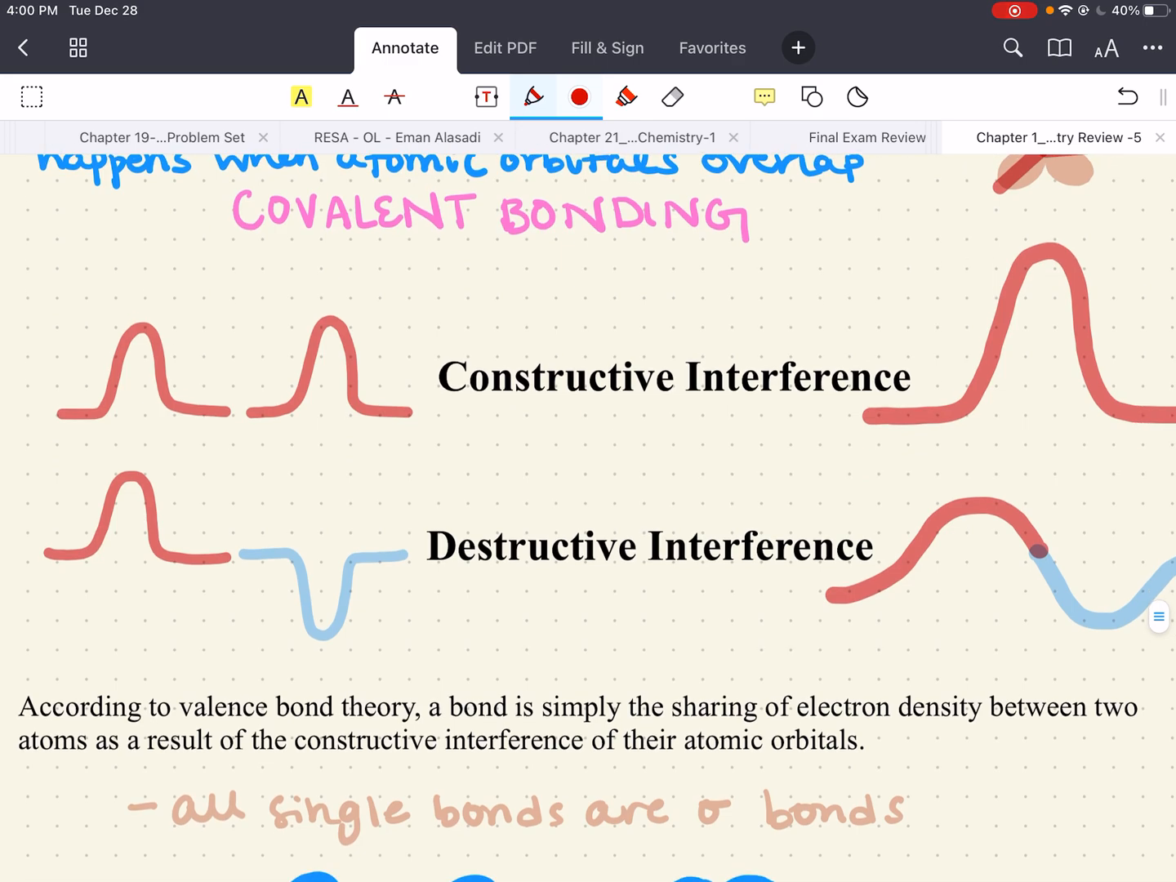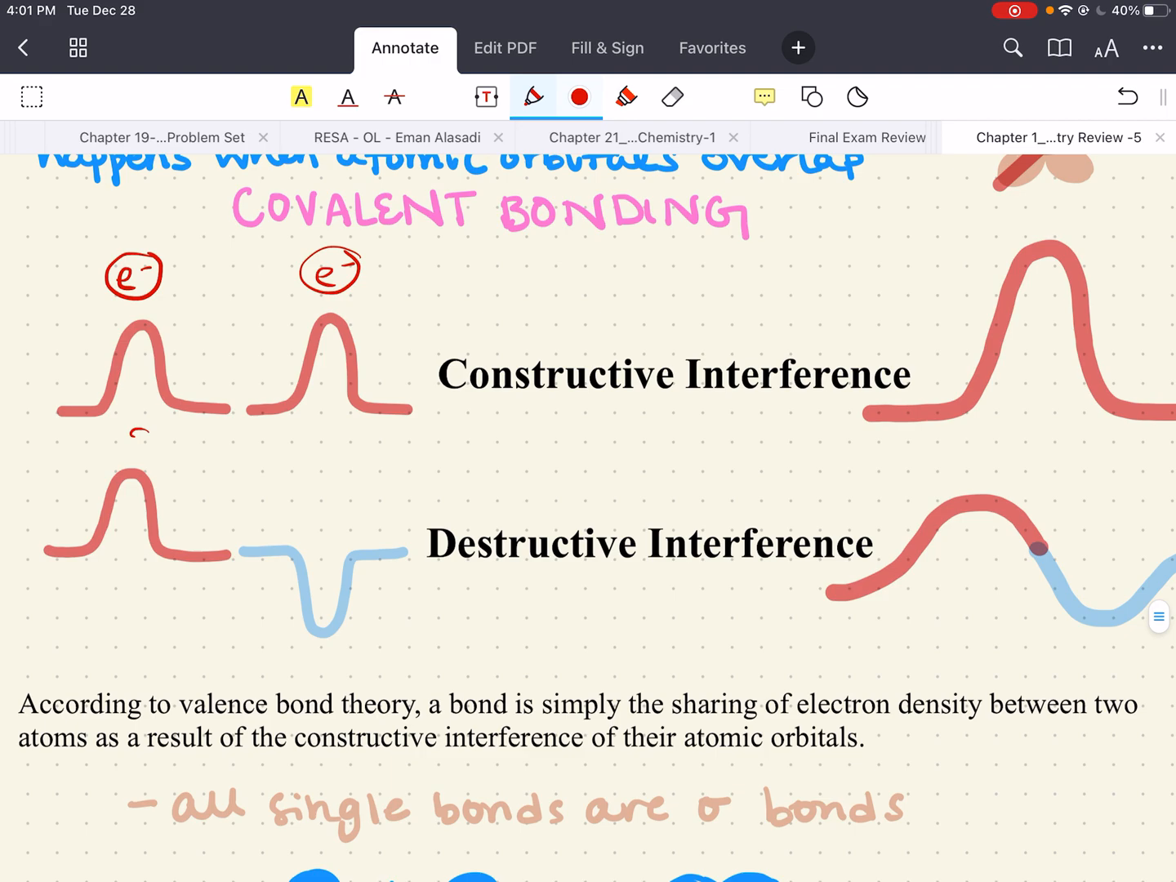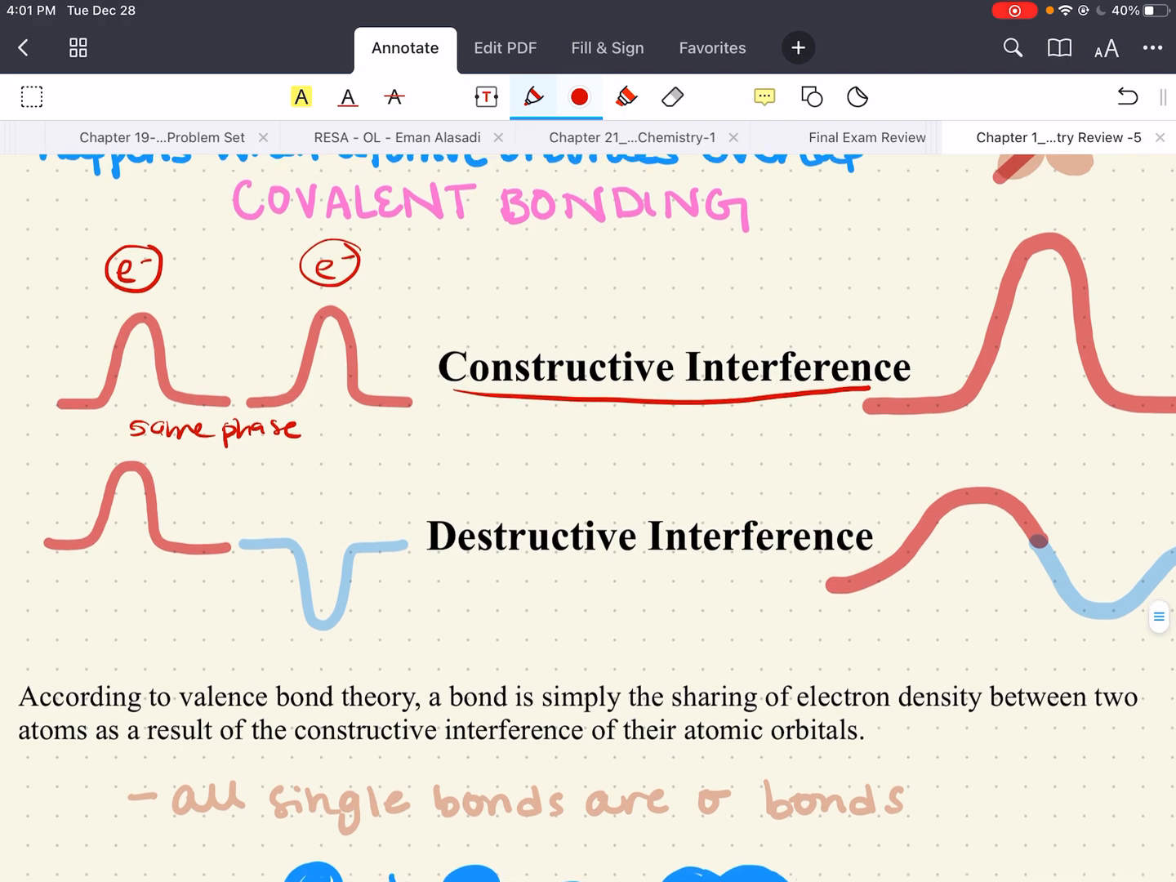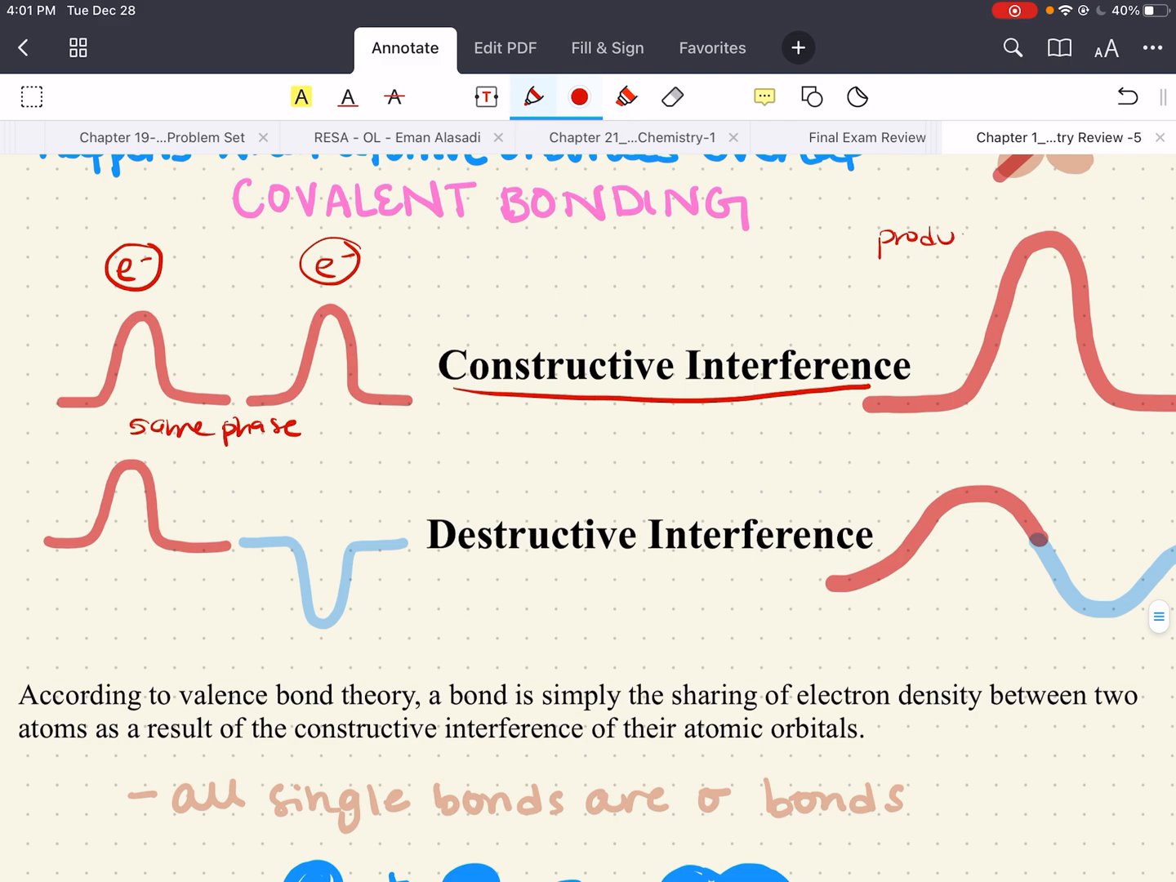Well, remember, electrons are not only just particles, but they also behave as waves. Wave-particle duality. So if one electron's wave looks like this and another electron's wave looks like this, and they're both in the same phase, then they're going to react constructively. Constructive interference is going to happen. And as a consequence of constructive interference, the interaction of the two electrons in the same wave is going to produce a wave with a larger amplitude. And this is sort of the definition of covalent bonding. Bonds result from constructive interference.